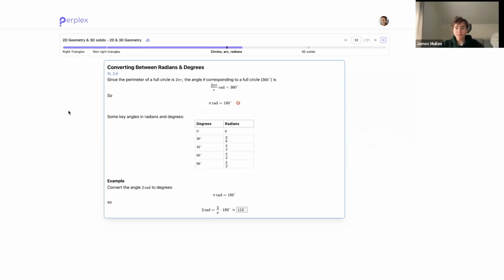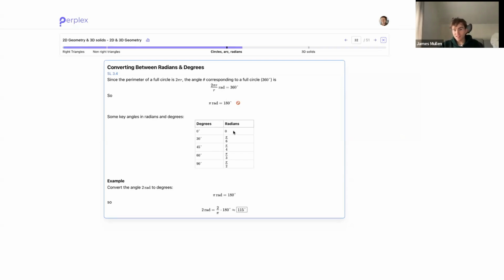So, converting between radians and degrees. Since the perimeter of the full circle is 2 pi r, the angle theta that corresponds to the full circle is 2 pi r divided by r, which is 360 degrees, which means that pi corresponds to 180 degrees. So I can convert from radians to degrees by dividing by pi and multiplying by 180.